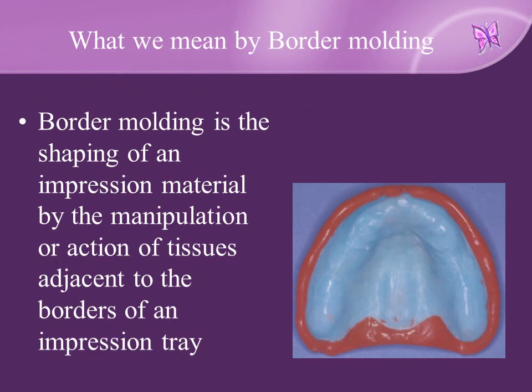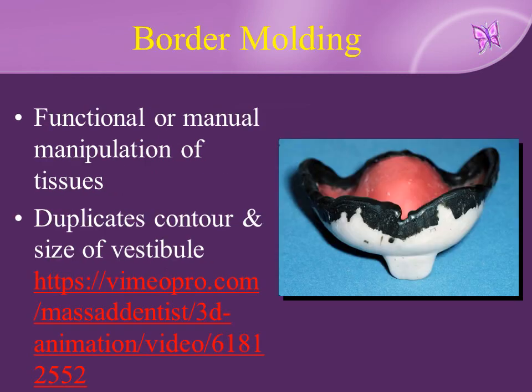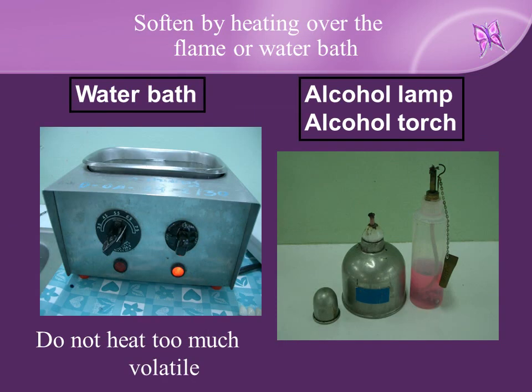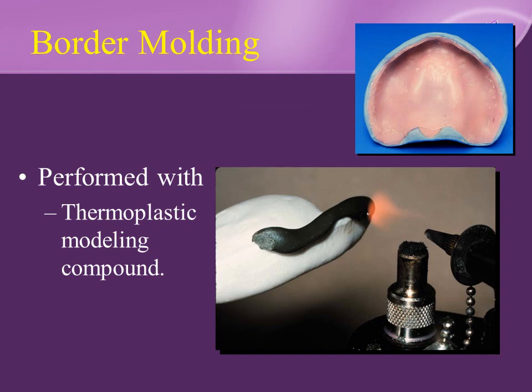What do we mean by border molding? Border molding is the shaping of an impression material by the manipulation or action of tissues adjacent to the border of an impression tray. Border molding can be functional or manual manipulation of tissues. Duplicates contour and size of the tissue. Impression compound can be softened by heating over the flame or water bath. Border molding can be performed with thermoplastic molding compound.